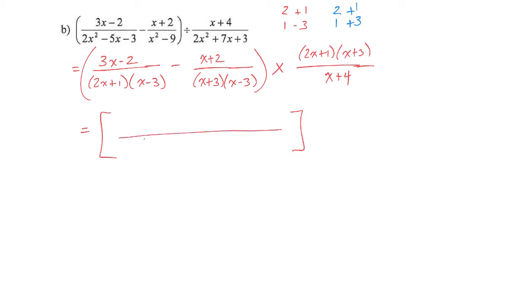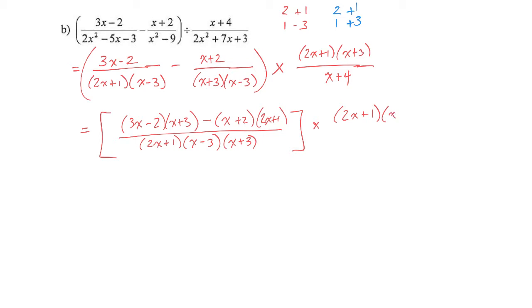My common denominator between those two fractions is all of the first, and I need what's different in the second. So what's different between my first denominator and my last denominator? Well, it's that x plus 3, so I have to multiply that top by x plus 3. What is different? Well, I've got that 2x plus 1 factor, so I need to multiply my old top by 2x plus 1. And that still then has to be multiplied by 2x plus 1 times x plus 3 all over x plus 4.